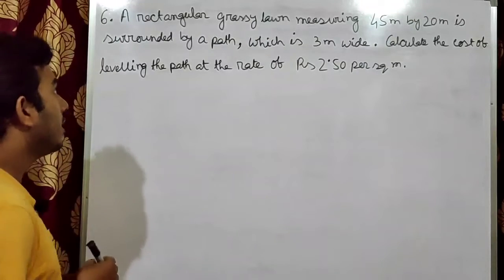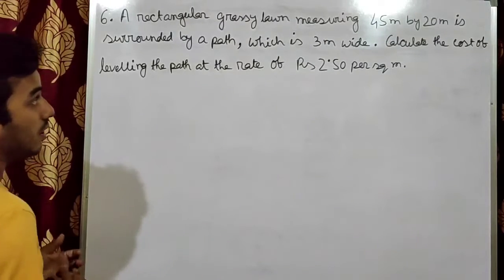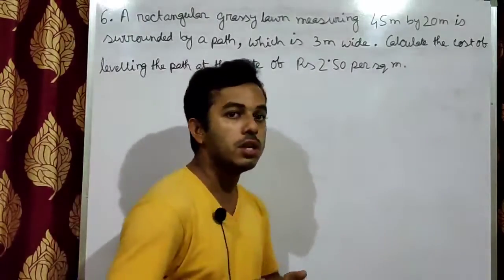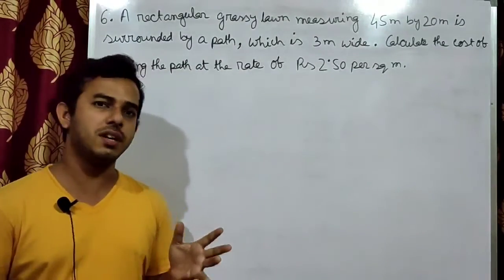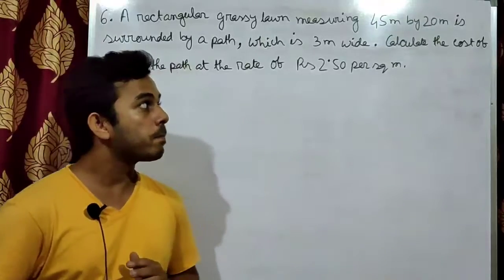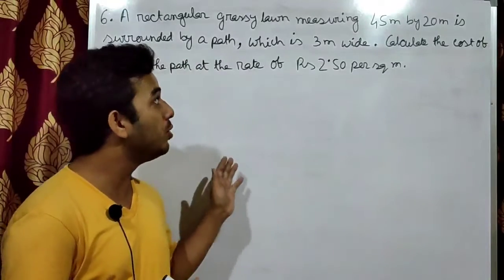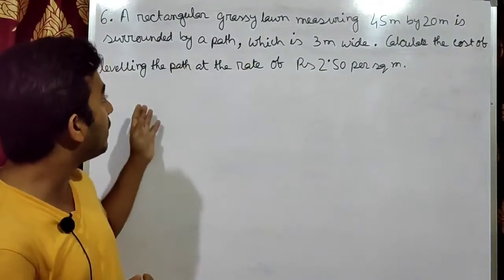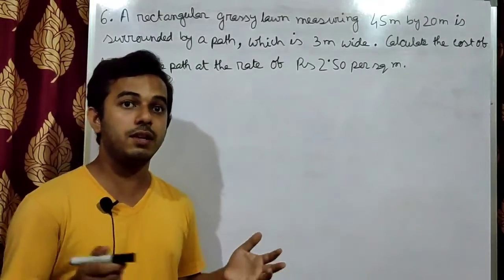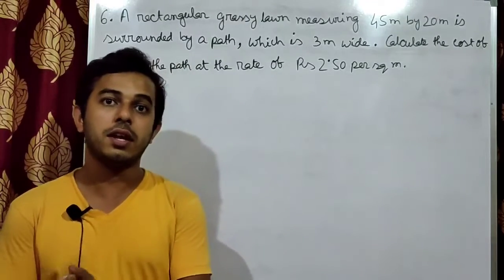Okay, so our next question is, a rectangular grassy lawn measuring 45 meter by 20 meter is surrounded by a path which is 3 meter wide. Calculate the cost of leveling the path at the rate of rupees 2.50 per square meter. So here we have a grassy lawn. Lawn means what? Courtyard, right? Consider it is a courtyard whose measure is 45 meter by 20 meter. That means it is a rectangle.